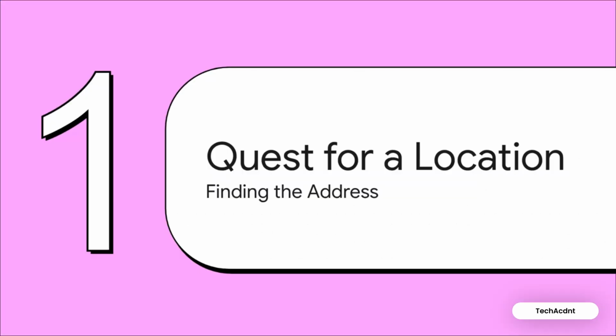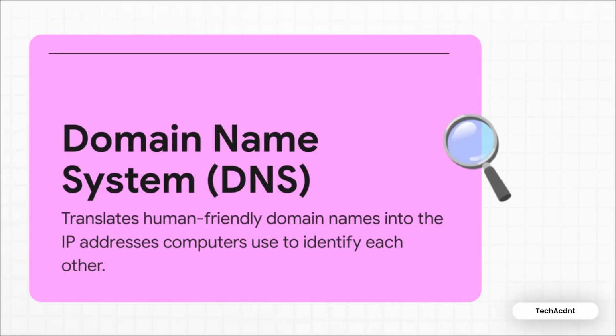First things first, before your browser can even ask for a web page, it needs to know where to send the message. It needs an address. And here's the thing, on the internet, computers don't use names, they use numbers. And that's where the domain name system, or DNS, comes into play. You've probably heard it called the phonebook for the internet, and honestly, that's the perfect analogy.